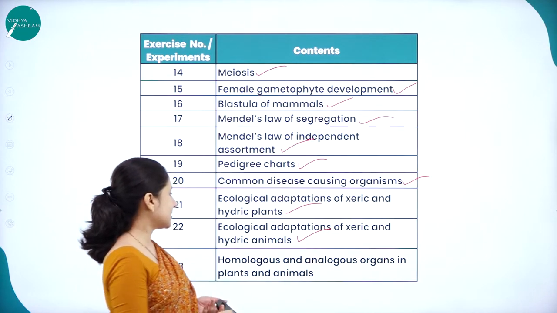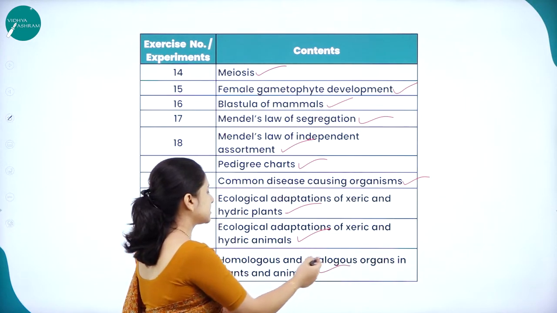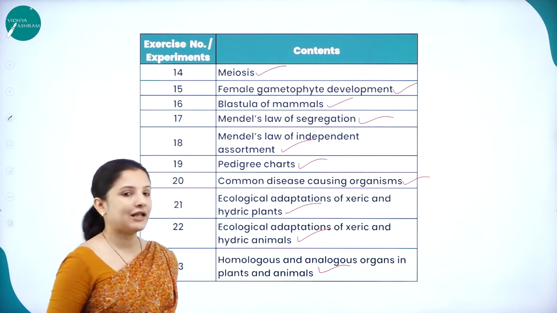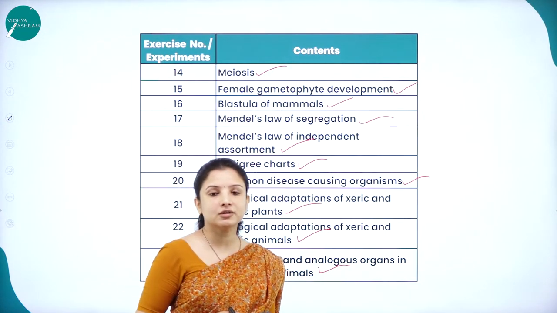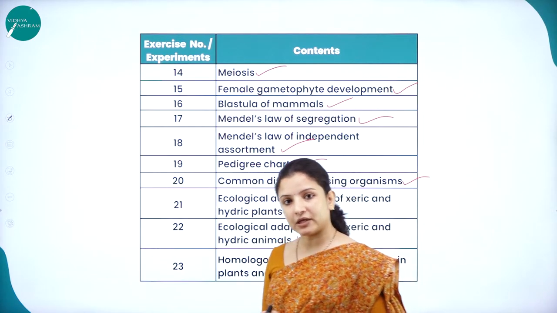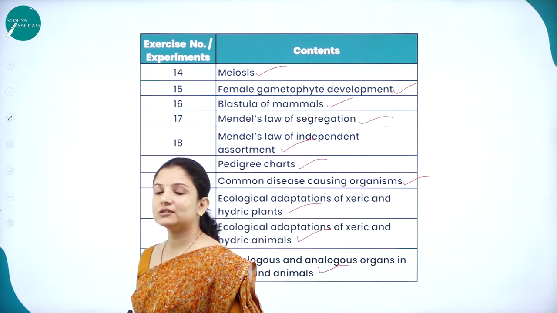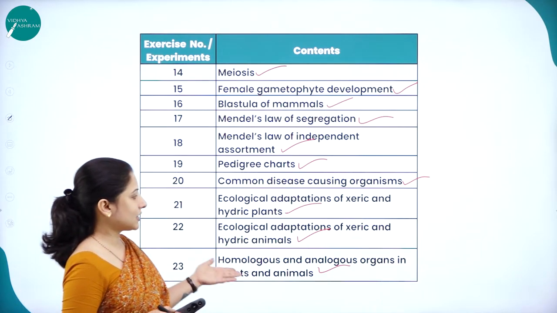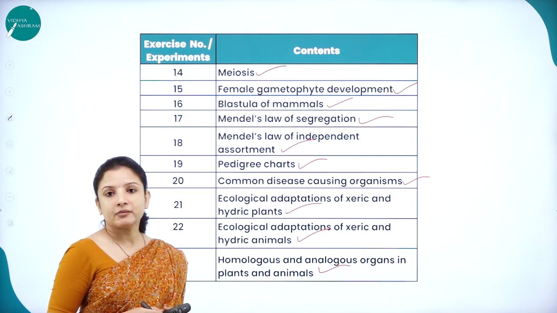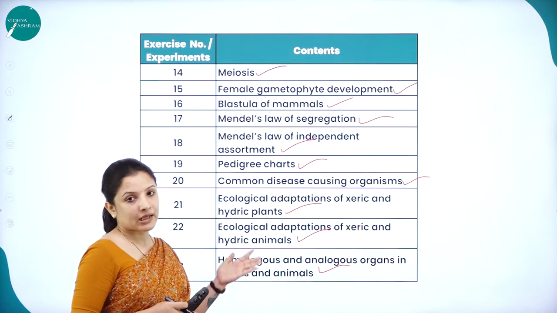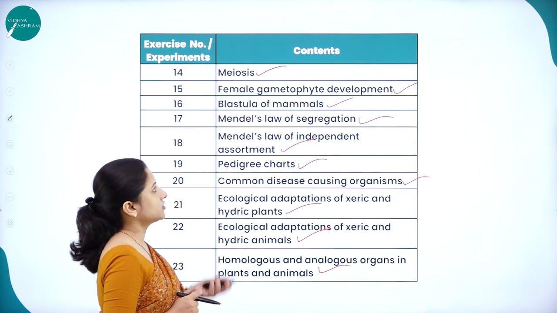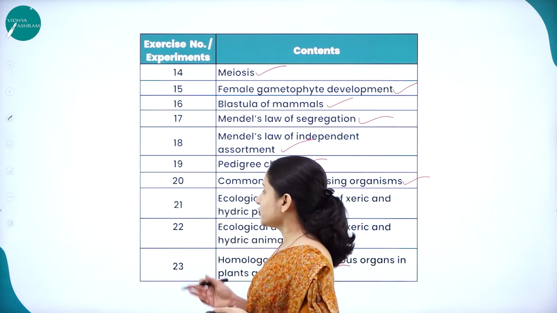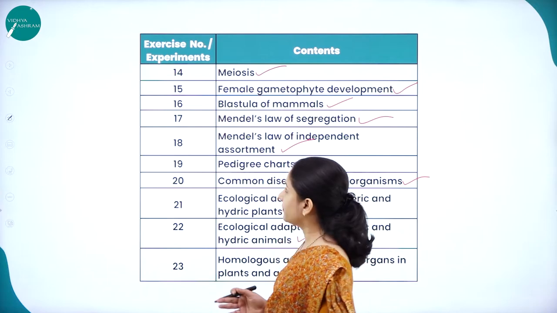And the last exercise, 23, wherein you'll be studying about the homologous and the analogous organs in both plants and animals. Homologous organs are similar in appearance but different in function. Analogous organs are dissimilar in appearance but similar in function. Various examples are there which we'll take up, and by showing the chart, this will be explained to you in the laboratory. These are the different 23 experiments that are there for your practicals of second PUC biology.